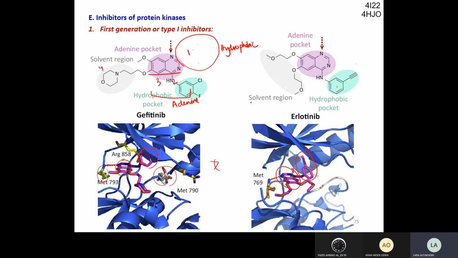Now those which are designated as solvent region, we will talk about later on. But we will talk about the design of gefitinib and why they were added to begin with to the drug and why they are, let's say, called a solvent region. Okay?